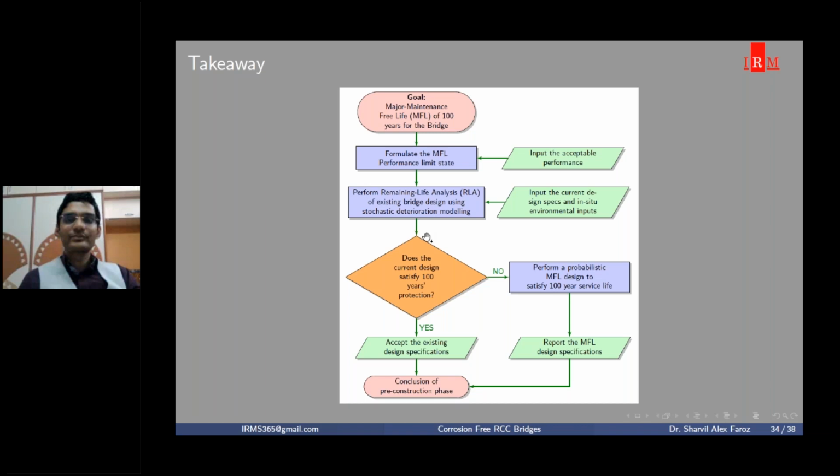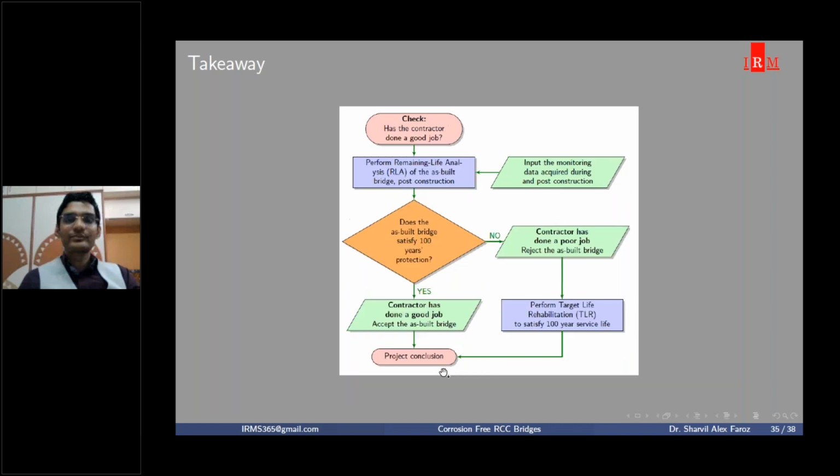Okay, and check if it satisfies 100 years or not. If your remaining life analysis tells you that it satisfies 100 years, then you need not do the M.F.L design. Then accept the design specification and conclude the project. But if your life is found to be less than 100 years, then you go for M.F.L design and analysis, and you will produce new specification for that project. Okay, and then the pre-construction phase is concluded.